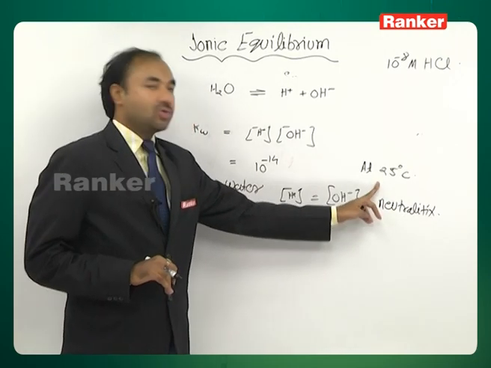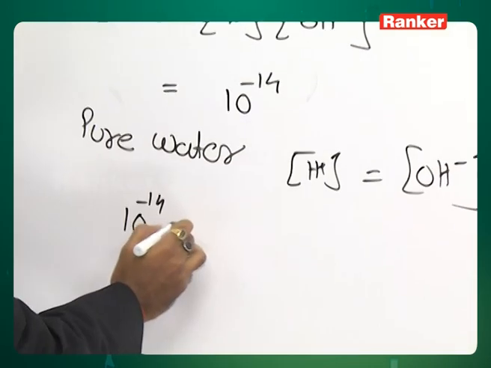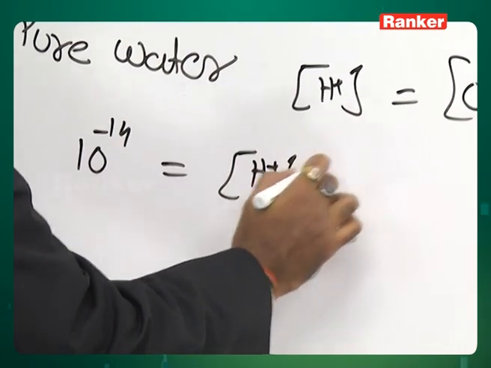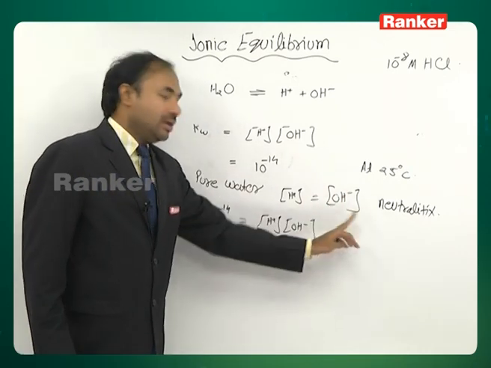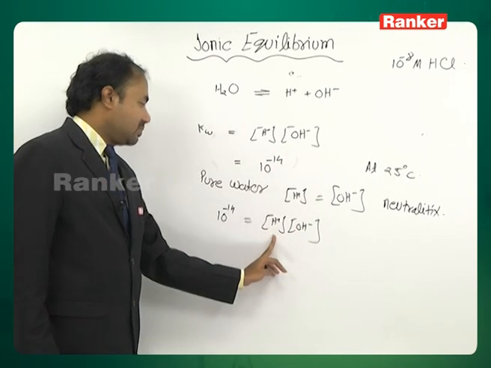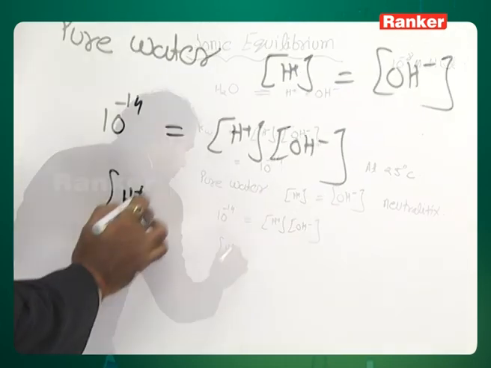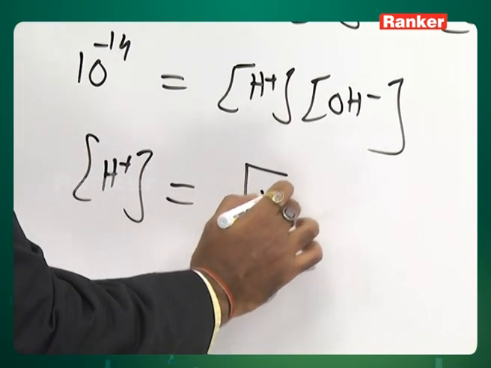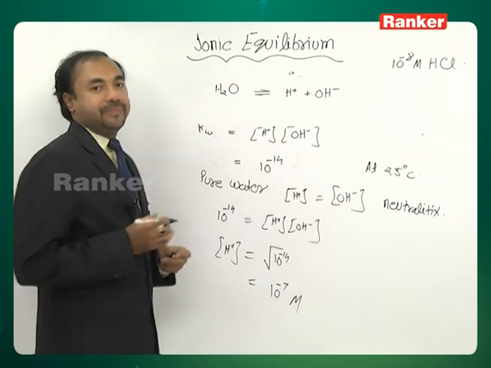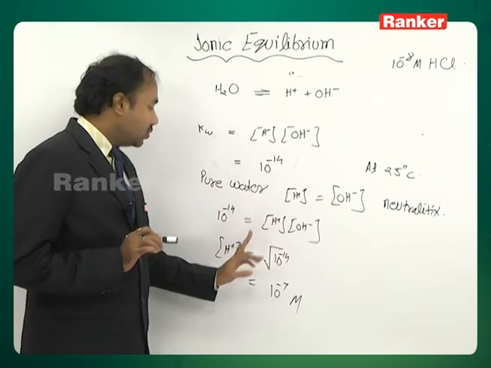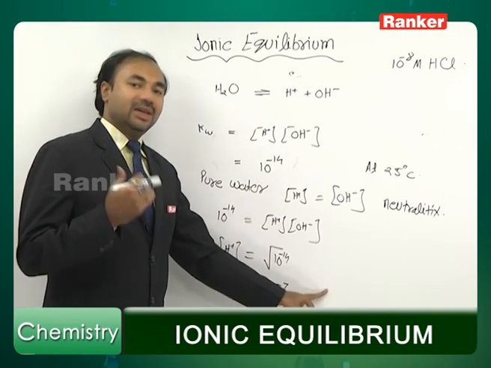Now, if we talk about 25 degrees Celsius, then we have 10 to power minus 14 equal to concentration of H plus ion into OH minus ion. As we are saying that for neutral water, concentration of H plus will be equal to OH minus. So, we get that concentration of H plus ions equals square root of 10 to power minus 14. So, this becomes equal to 10 to power minus 7 moles per liter. Means at 25 degrees Celsius, for neutral water, concentration of H plus ions will be 10 to power minus 7 moles per liter. Vice versa is also true.